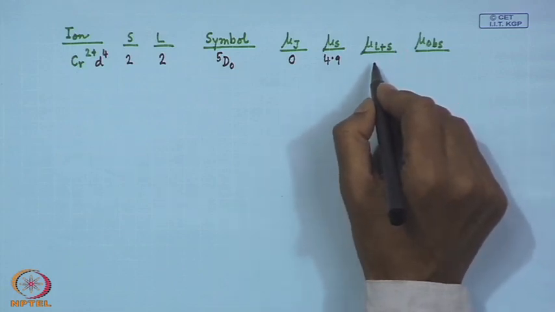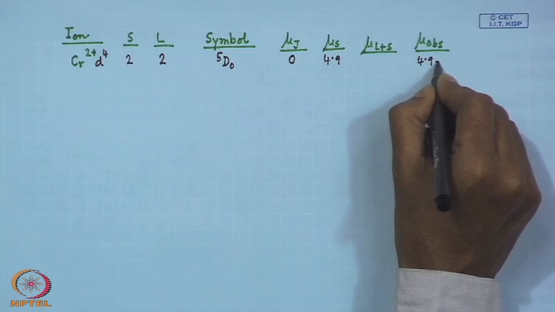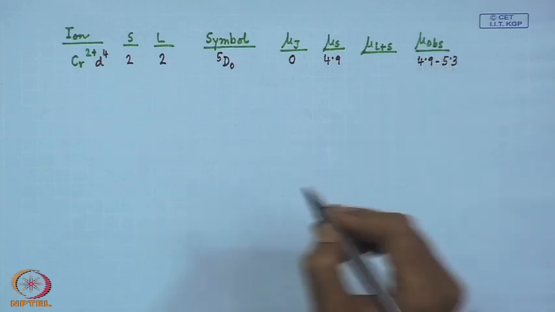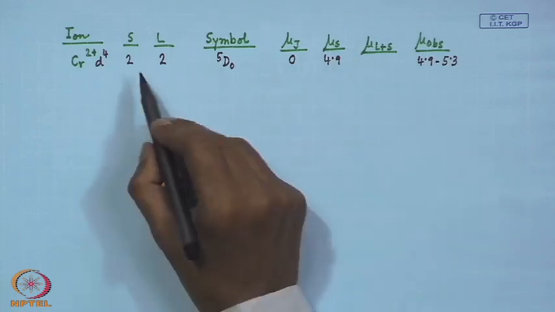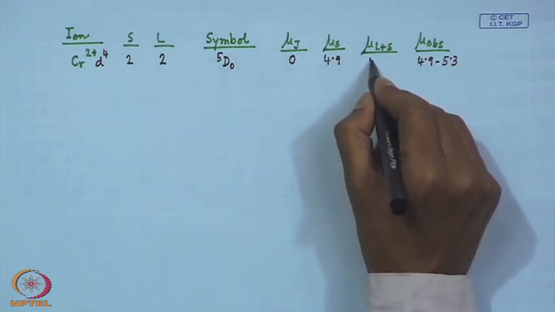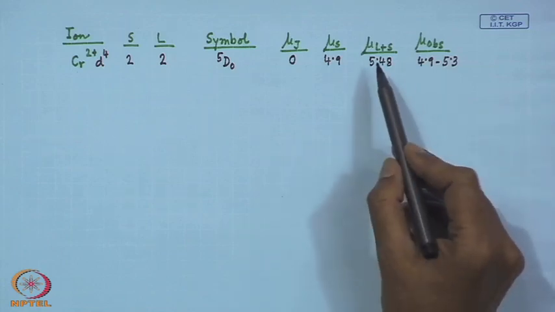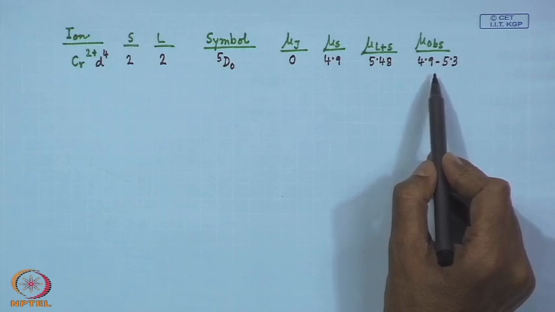Now, we see what is the corresponding value for the experimental one, what we have seen just now, that it can range from 5.9 to 5.3. So, what would be the mu L plus S? So, considering both L value and S value, this can be 5.48, which is basically justifying the upper limit for the magnetic moment that we can get as an experimental magnetic moment.